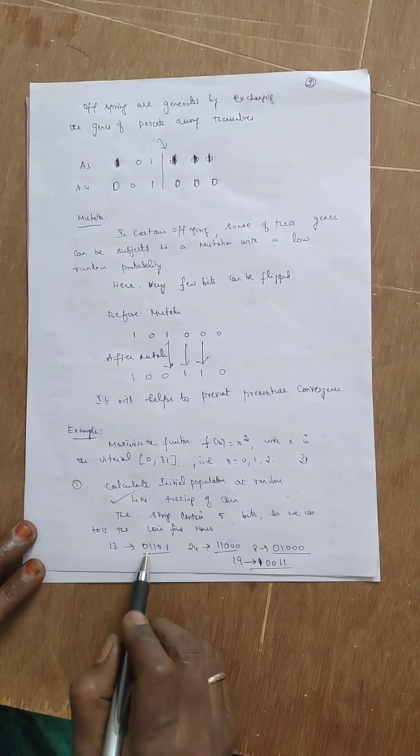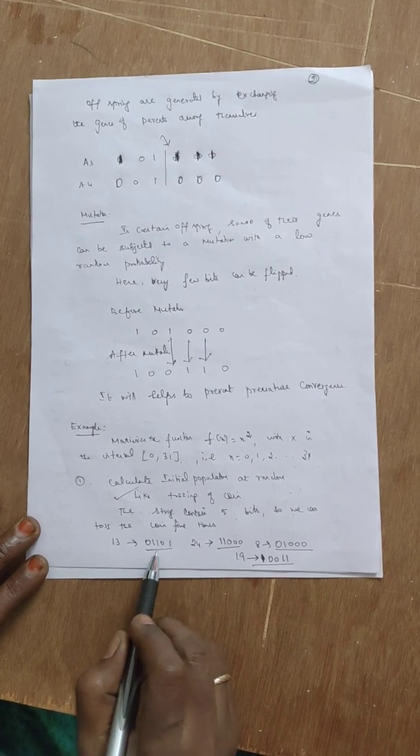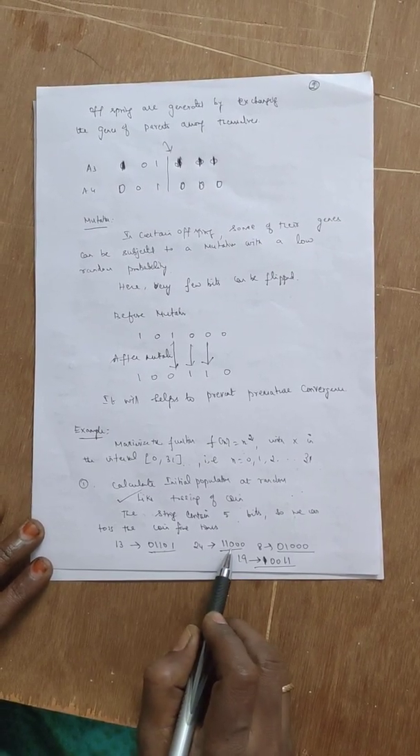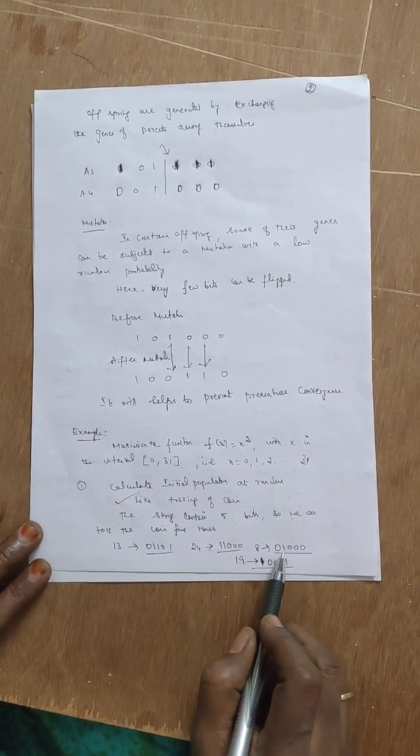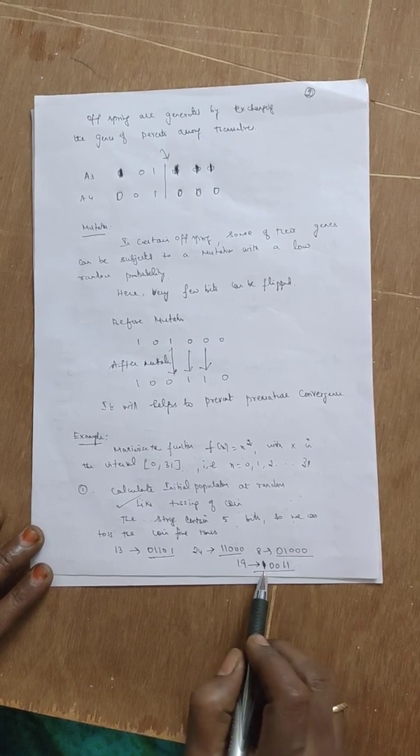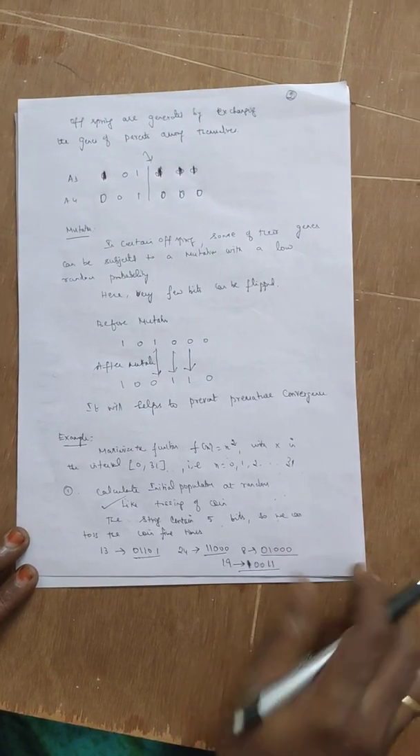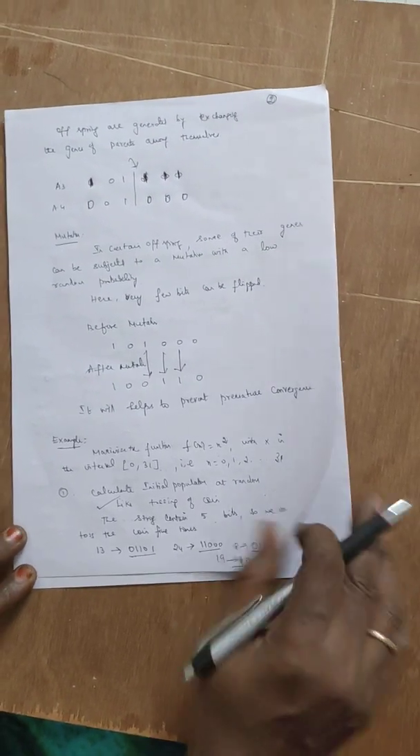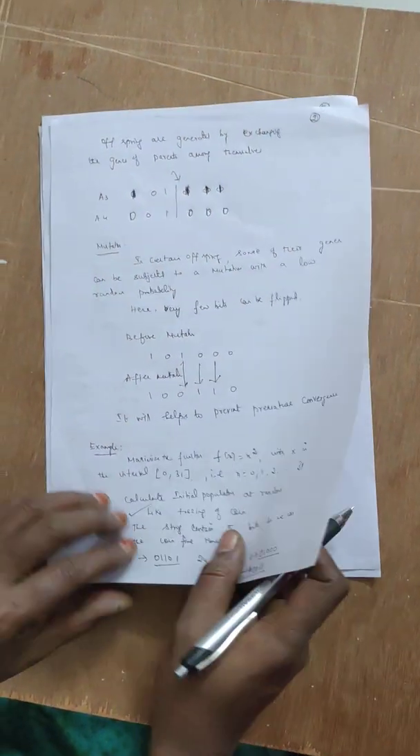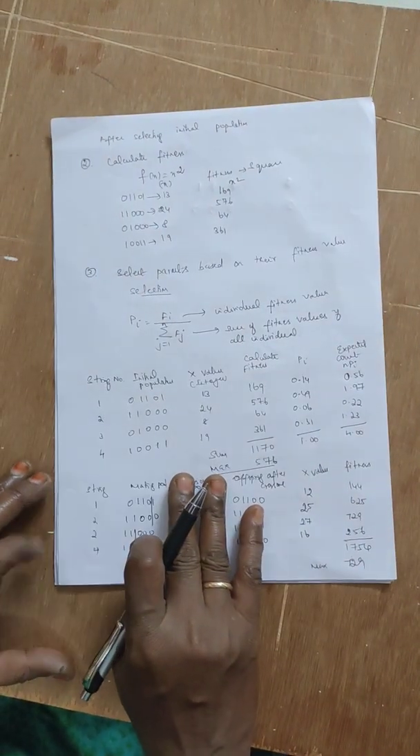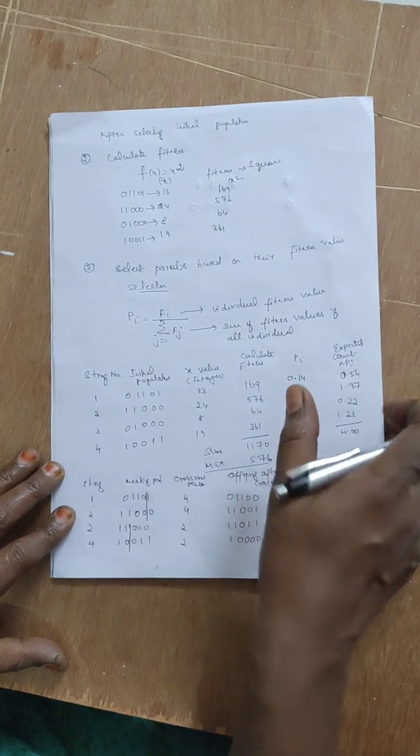So the first string is 0 1 1 0 1. The second string is 1 1 0 0 0. The third one is 0 1 0 0 0. The fourth string is 1 0 0 1 1. So all 4 strings are generated randomly. That is nothing but the initial population generated.